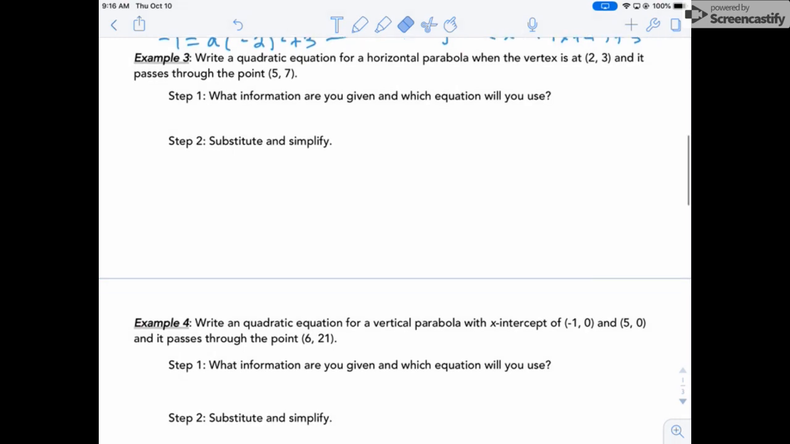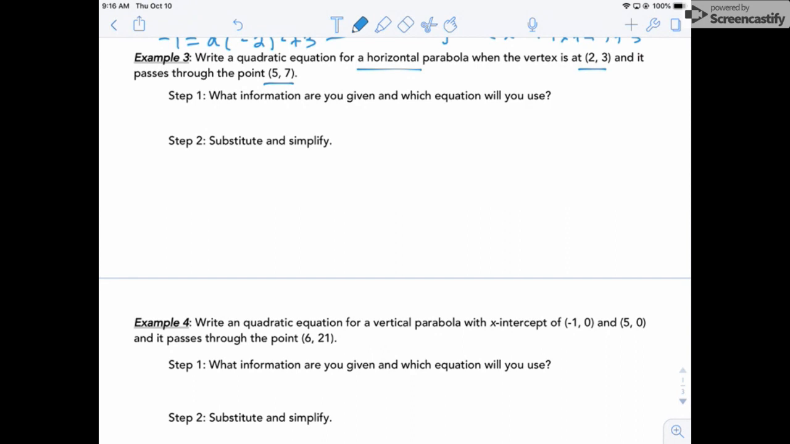All right, welcome back. We're going to do example 3 and example 4 in this video to finish up this set of notes. So example 3 says to write a quadratic equation, this time for a horizontal parabola, when the vertex is at (2, 3), and it passes through the point (5, 7). So we did one just like this, except this time it's horizontal instead of vertical. So step 1, what's the information you're given and which equation will you use?